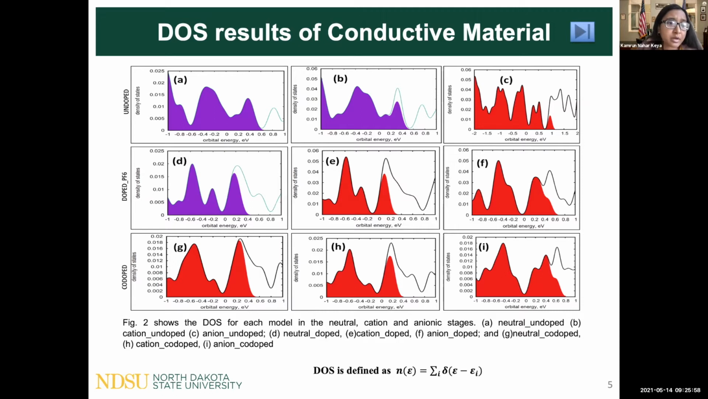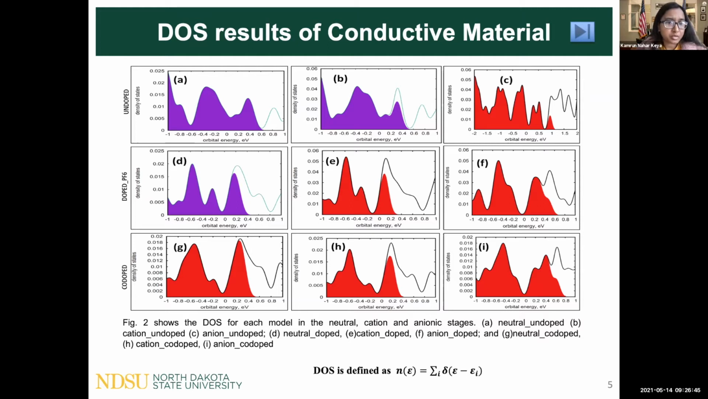But in figure 1B, we are able to see that the occupied and unoccupied orbitals actually overlap with each other. It shows that when we remove an electron from the model, it behaves like a conductive material. The same thing happens with the anionic state, but figure 1B shows more conductivity.